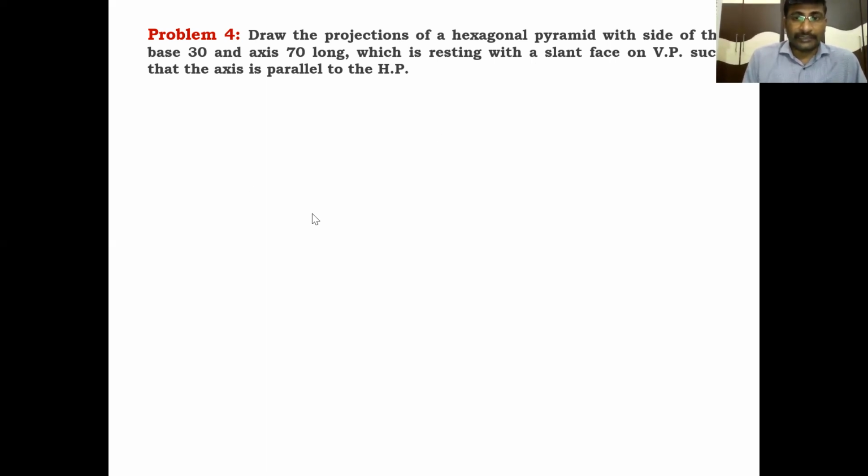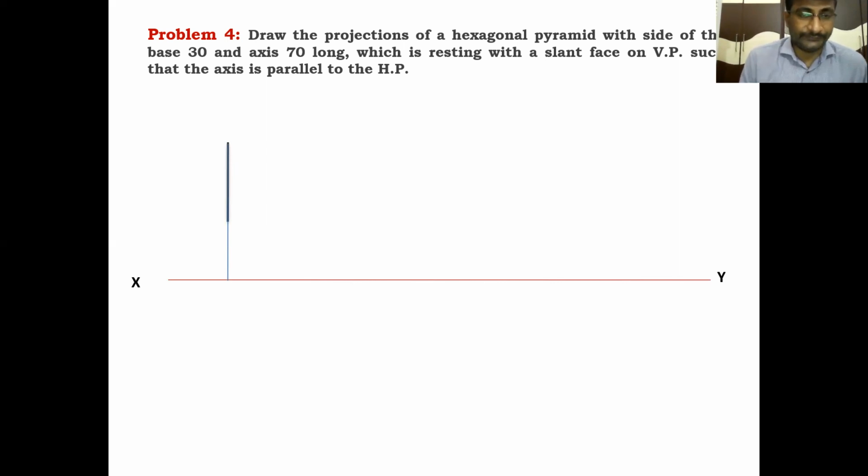First, draw the XY line. Clear? Draw the XY line and draw a perpendicular to the XY line. On that perpendicular line, one of the base edges of the hexagon must be placed. This is one of the base edges of the hexagonal pyramid. This base edge, a dotted line, must be 30 mm in length because the side of the base is 30 mm. This is one of the sides.